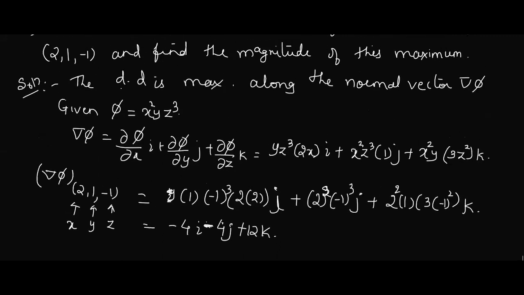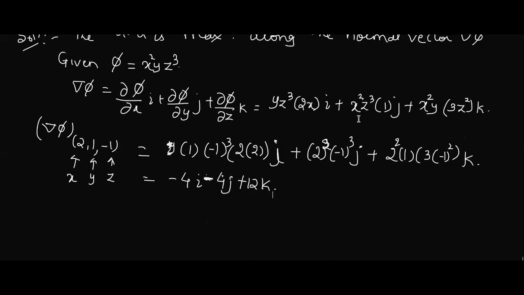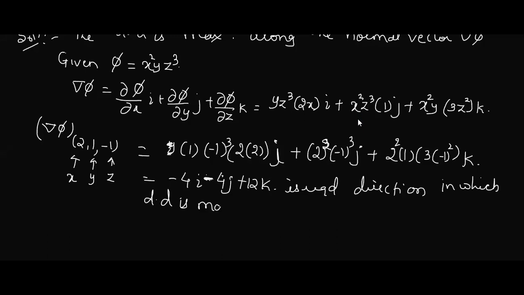Because what we have written already, the directional derivative is maximum along del phi. What is the next part of the question? This is the required direction in which the directional derivative is going to give me the maximum value. Now what is the meaning?